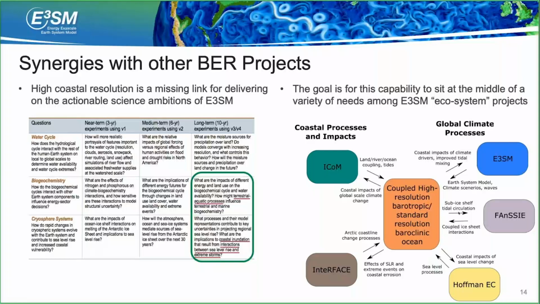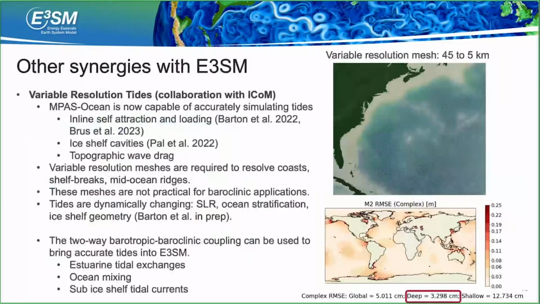And tides are something I just wanted to highlight. In collaboration with ICoM, MPAS now has a barotropic tidal configuration that's competitive with some of the most accurate non-data-assimilated tidal models, due to a number of different contributions. One of which that's really key is these variable resolution meshes that resolve deep ocean topographic gradients, continental shelves, and of course coastlines. This type of localized resolution is really important for getting the dissipation correct for modeling tides.